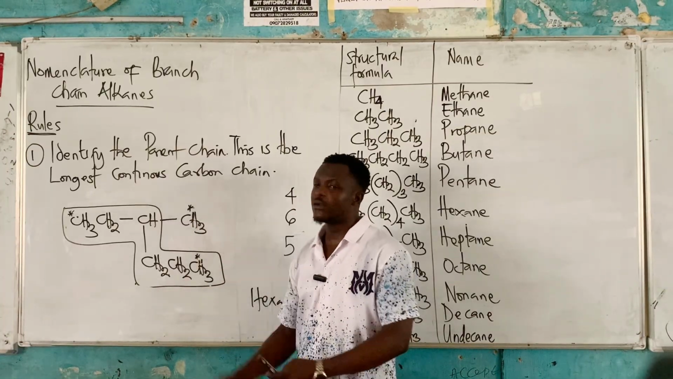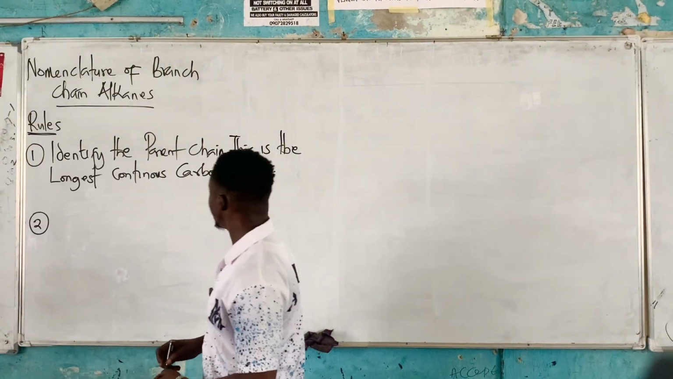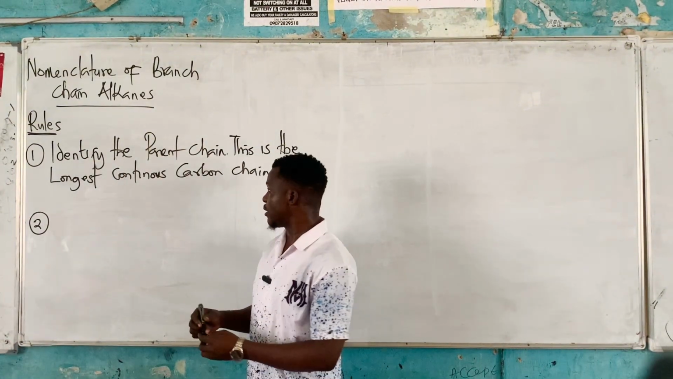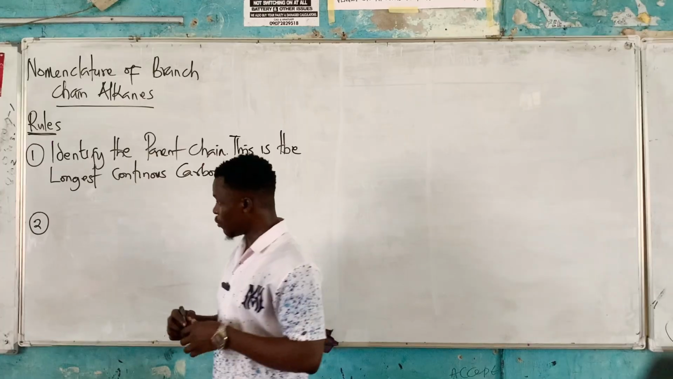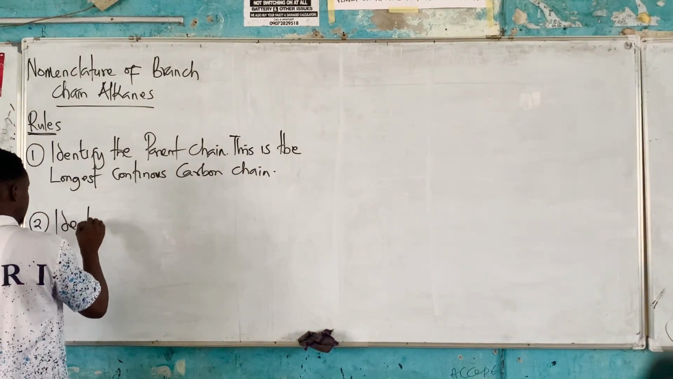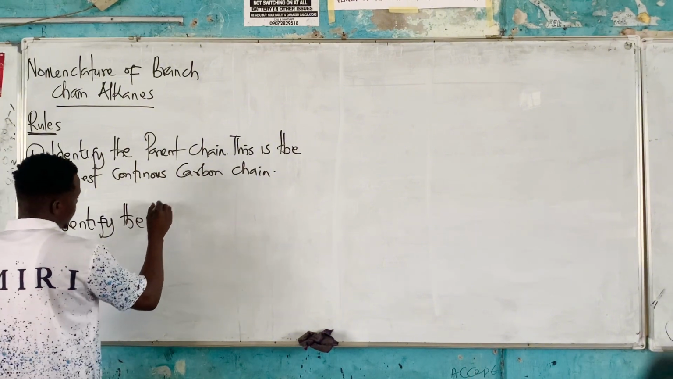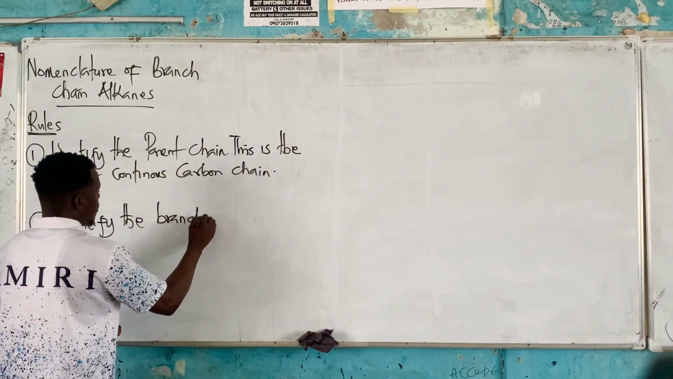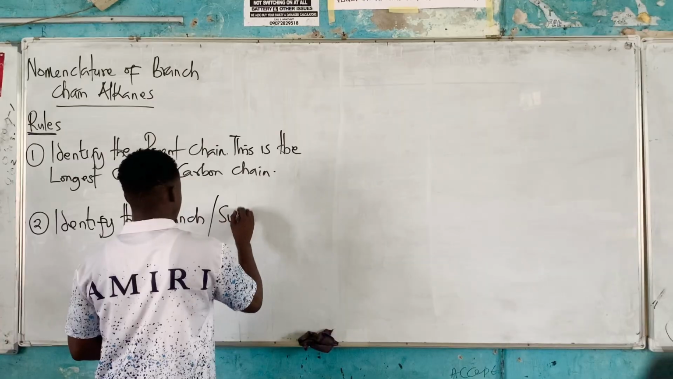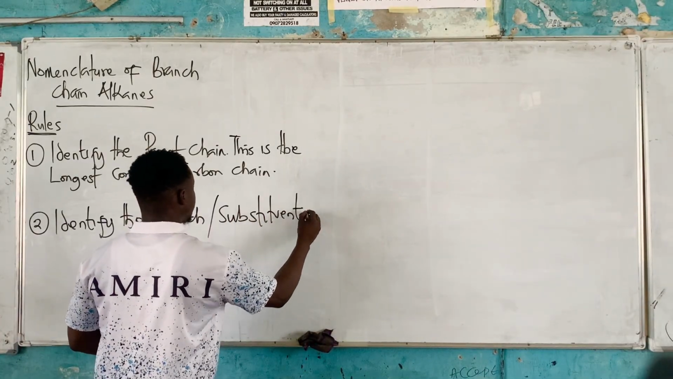So we're going to look at that in rule number 2. The first rule says identify the parent chain, which is the longest continuous chain. Rule number 2 now says identify the branch points/substituents.